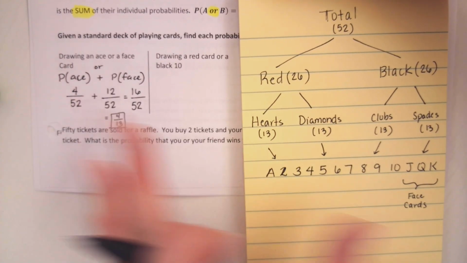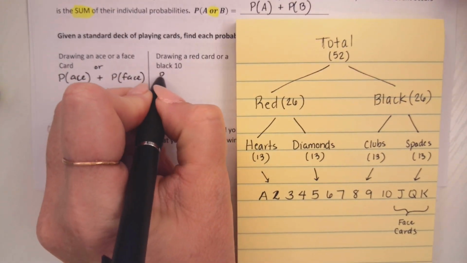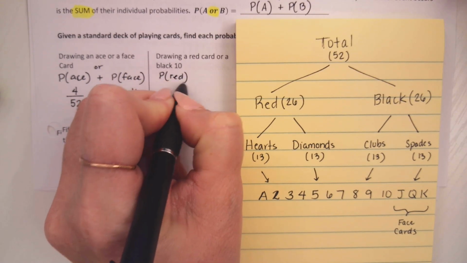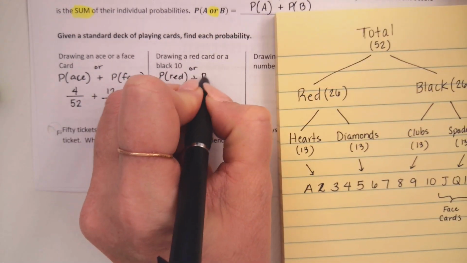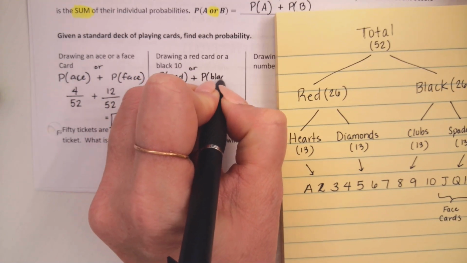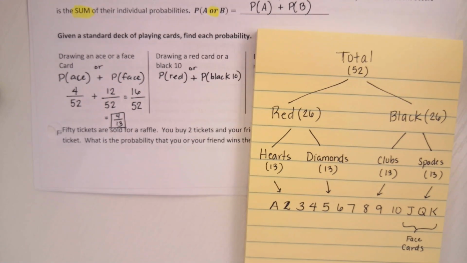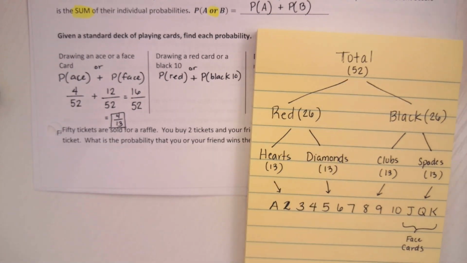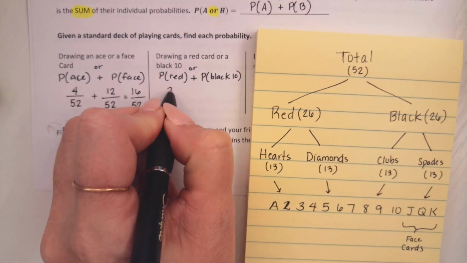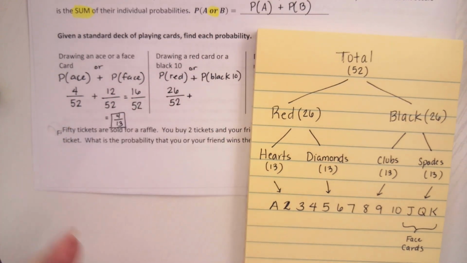Drawing a red card or a black 10. Hold on. So probability of red plus, because it's or, and then probability of getting a black 10. Okay, starting with probability of selecting a red card. Yeah, 26 out of 52 total red cards. Okay, plus, how many black 10s are there?